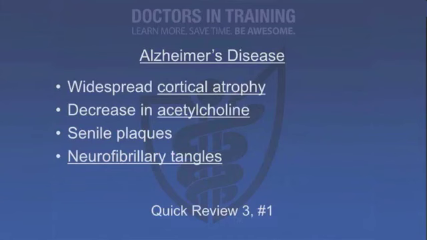Let's get started. What histologic or gross findings will you see in a patient with Alzheimer's disease? You're going to see widespread cortical atrophy, a decrease in acetylcholine, and senile plaques. That's an important one you'll see on tests. You'll see neurofibrillary tangles. Remember those tangles. These are the intracellular abnormal phosphorylated tau proteins, and the tangles correlate with the degree of dementia. So you're going to get more tangles with more dementia.